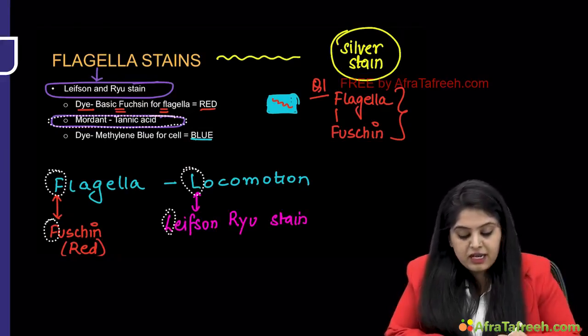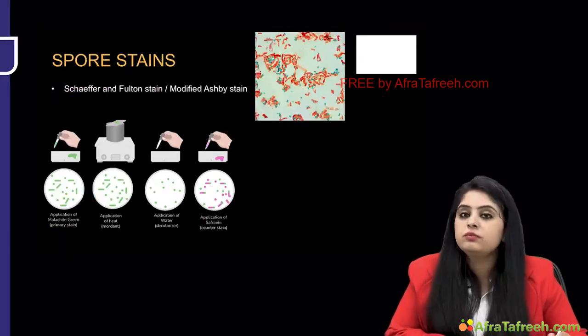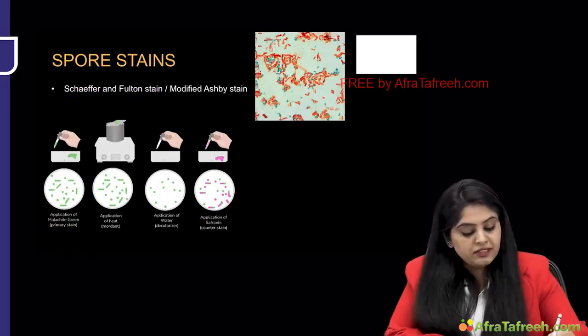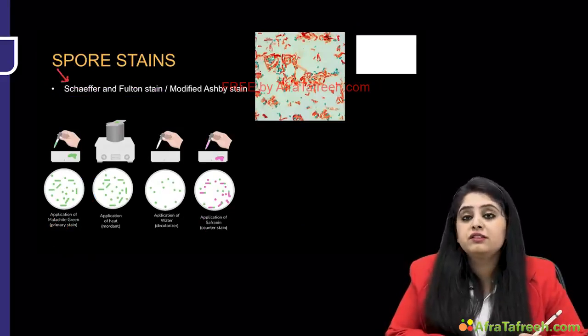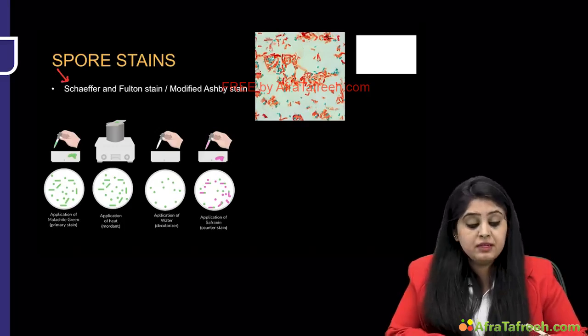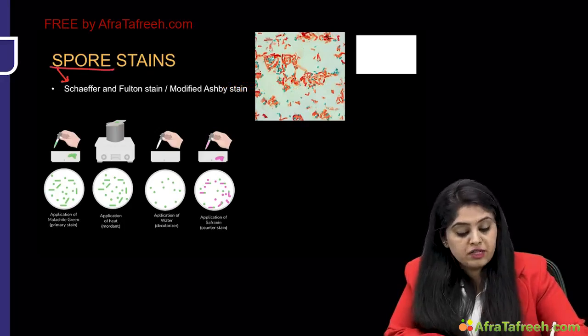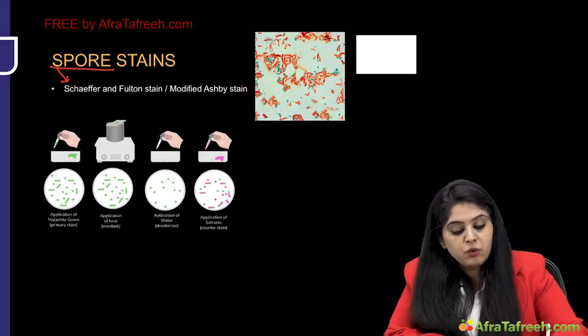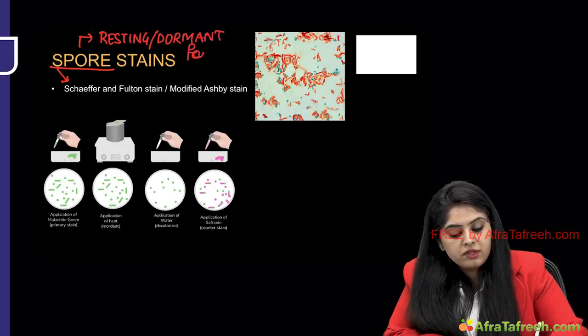Having said that, the last thing that you need to know is to do with the spores. What are the stains of the spores? S for S means it is the Schaefer and Fulton stain, also known as modified Ashby stain. Before that, what is a spore? That you should know, because you've not studied bacteriology right now. Spore is nothing but the resting or the dormant form that you have of a bacteria.